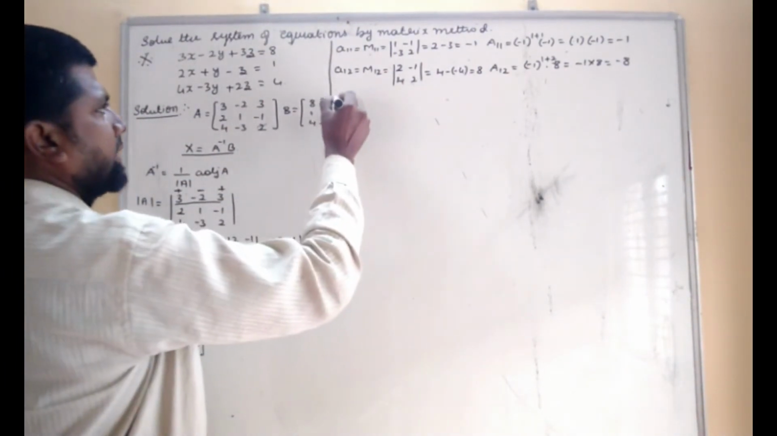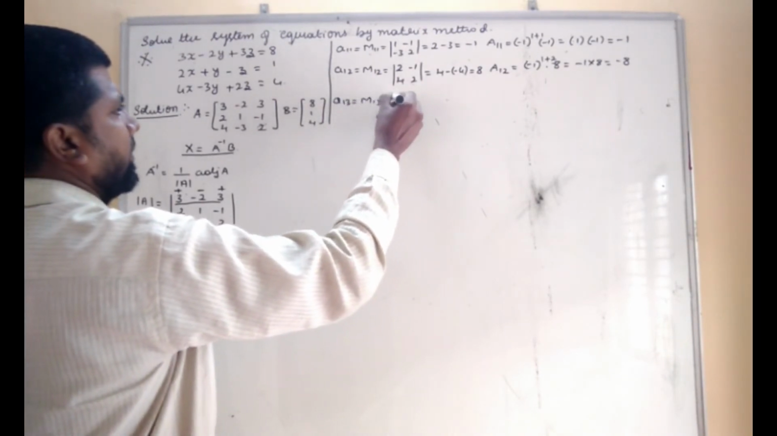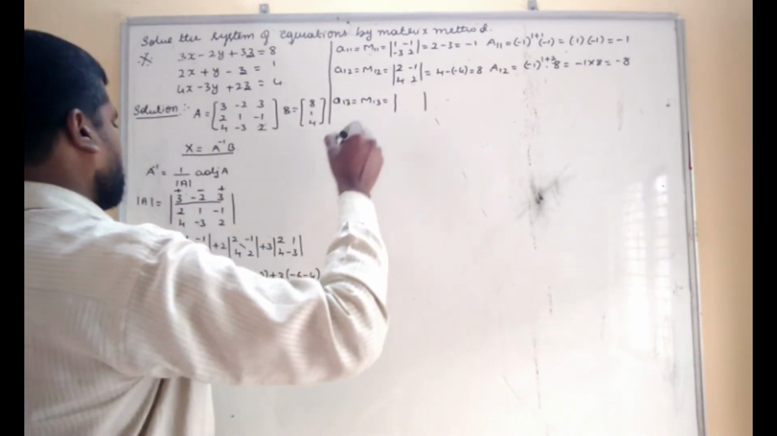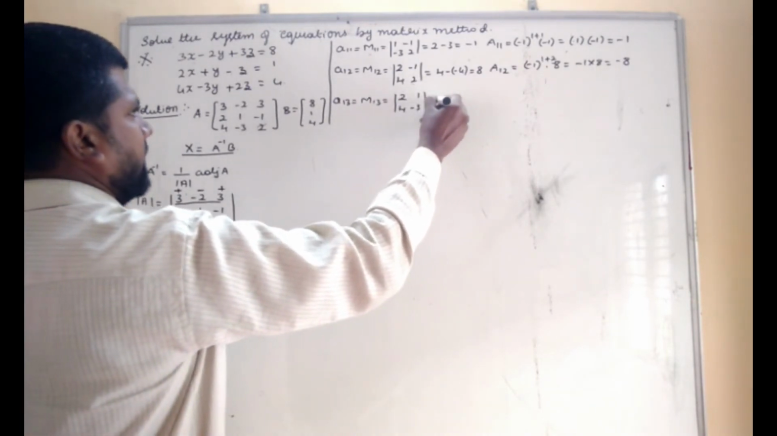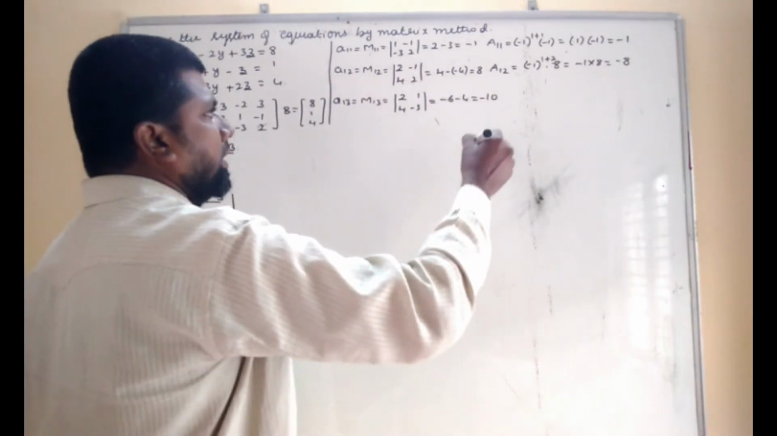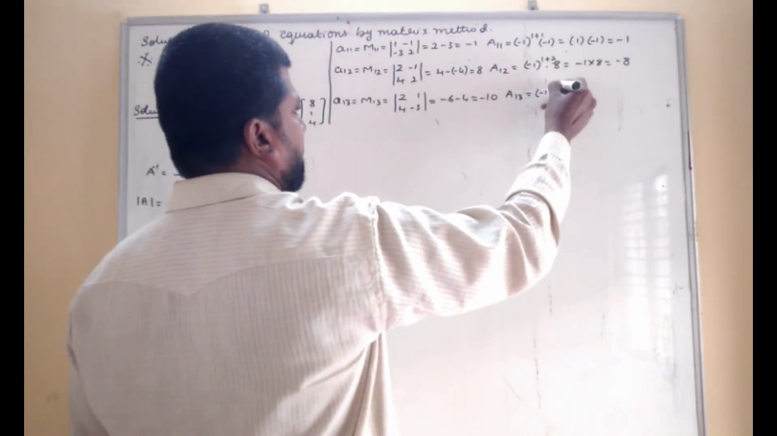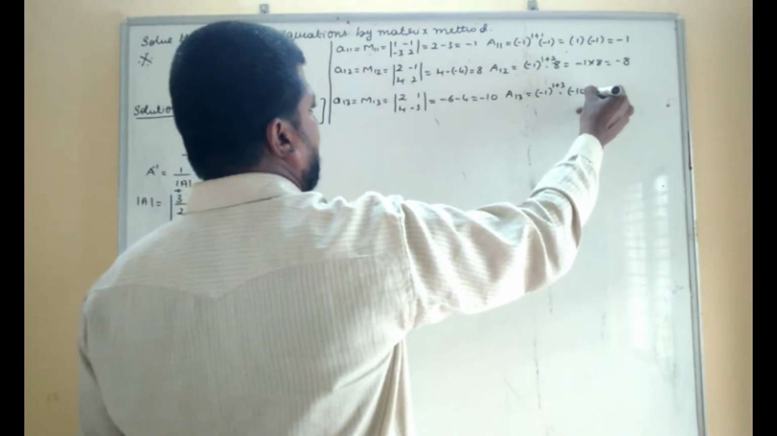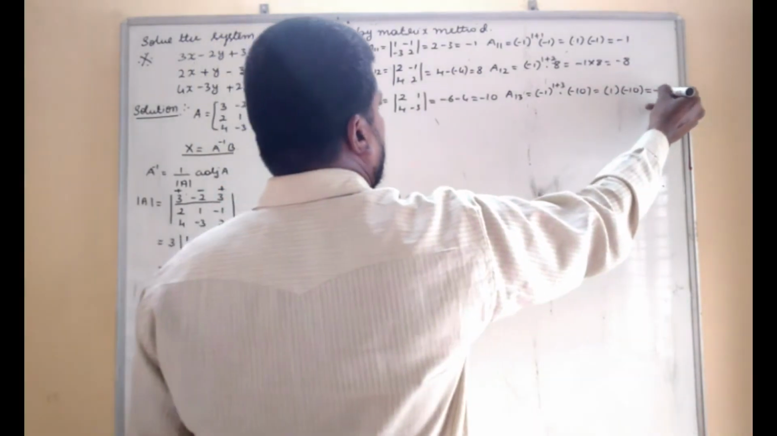So now let us write A13. M13 lies in the first row and the third column. So here 2 1 4 minus 3, that is equal to minus 6 minus 4, that is equal to minus 10. A13 is equal to minus 1 whole to the power of 1 plus 3 into minus 10, that is equal to 1 into minus 10, that is equal to minus 10.